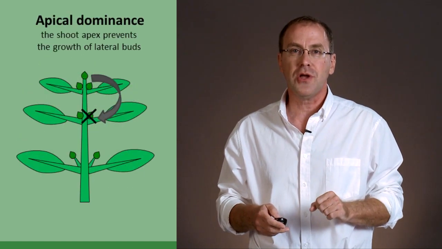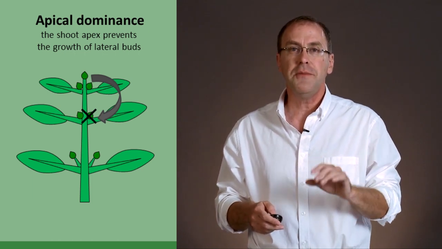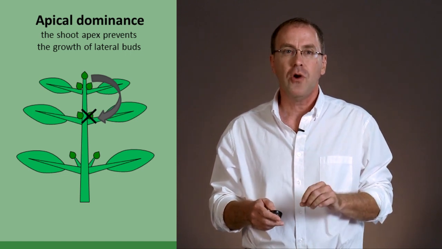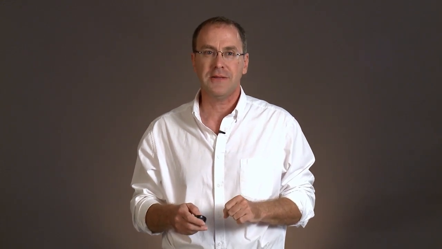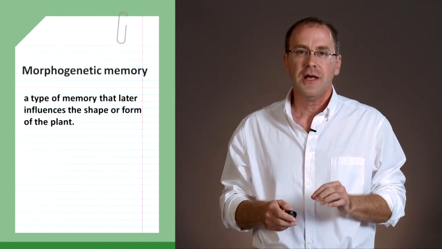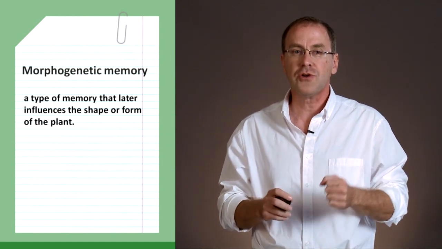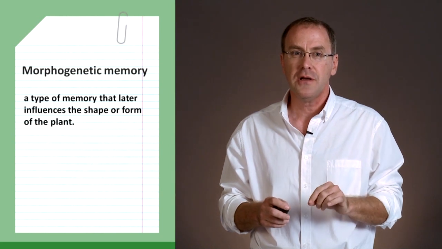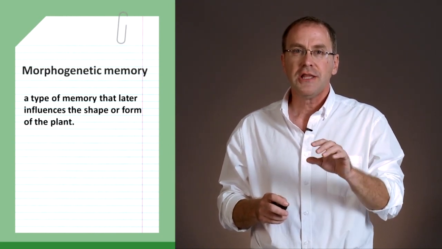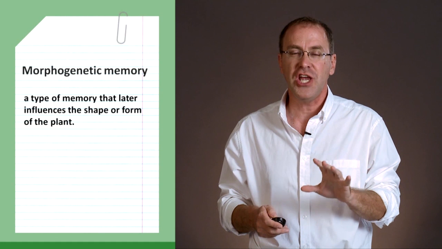So now that we've understood apical dominance, I want to describe a few rather obscure experiments. These were carried out first in the mid 20th century by a Czech botanist named Rudolf Dostal, who studied what he termed morphogenetic memory in plants. The morphogenetic memory is a type of memory that later influences the shape or the form of the plant. In other words, the plant can experience an external stimulus at some point, like a rip in its leaf or a fracture of its branch, and be unaffected by it at first. But when the environmental conditions change, the plant can remember the past experience and respond by changing its growth.